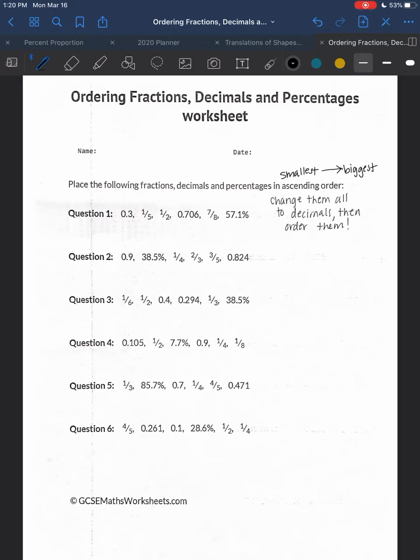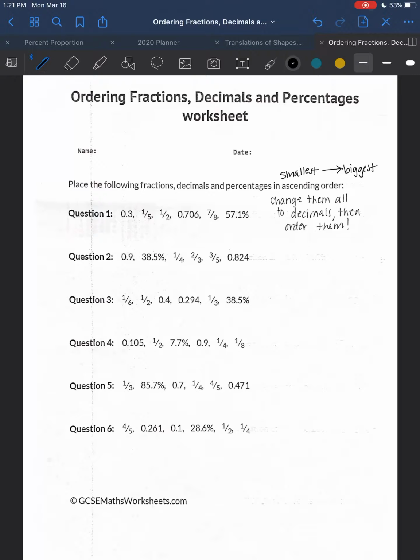I have no idea if 0.3 is bigger than 1/5. But I can decide that if I make all of my numbers look the same. So the easiest way to make them look the same is turn them all into decimals, okay? So what I'm going to do is take each number, turn it into a decimal if it's not already a decimal, then I will put them in order, okay?